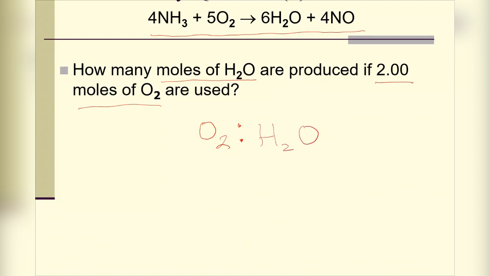Look at the equation. How many moles of oxygen? We see 5 in front, so 5. How many moles of H2O in the equation? 6. What is the question now? Question is 2 moles of oxygen. So under oxygen, I put 2 moles. How many moles of H2O? We do not know. So here I would put X.